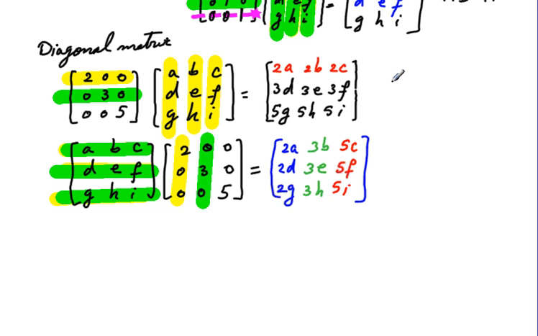So diagonal times the matrix, the effect is that rows are scaled. What do I mean? Each row was scaled by the entry on the diagonal. If you have an arbitrary matrix multiplied by a diagonal, on this side, the columns are scaled.